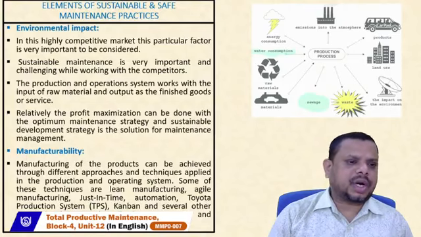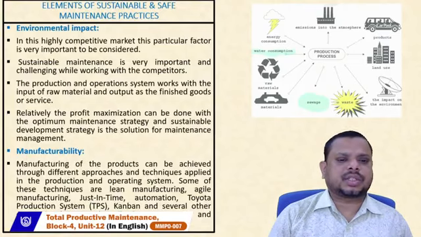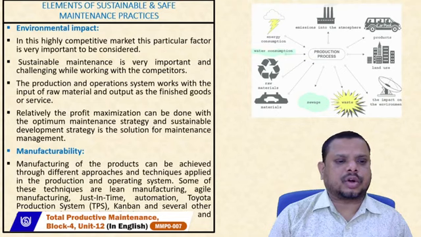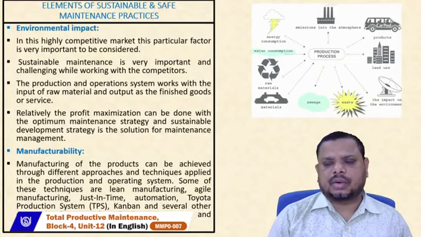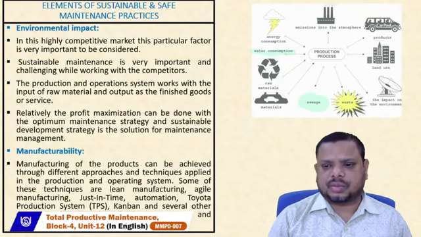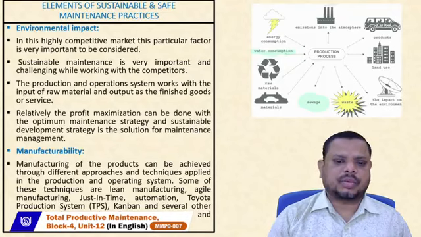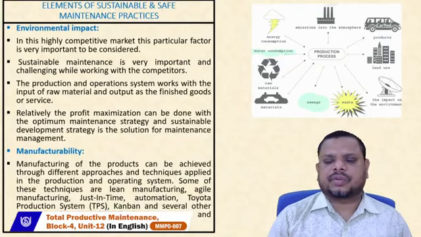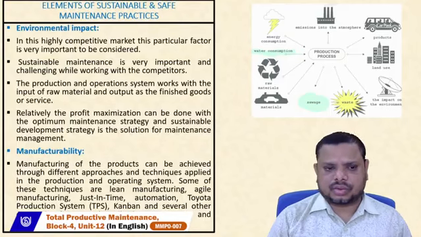The next important part is that the production operation system works with inputs of raw materials and outputs finished goods or services. So in case of environmental impact, we'll focus upon the entire production and operation systems, how the inputs are converted into desirable outputs, whether in the form of product or goods, we have to understand. And we have to understand the different aspects of services also.